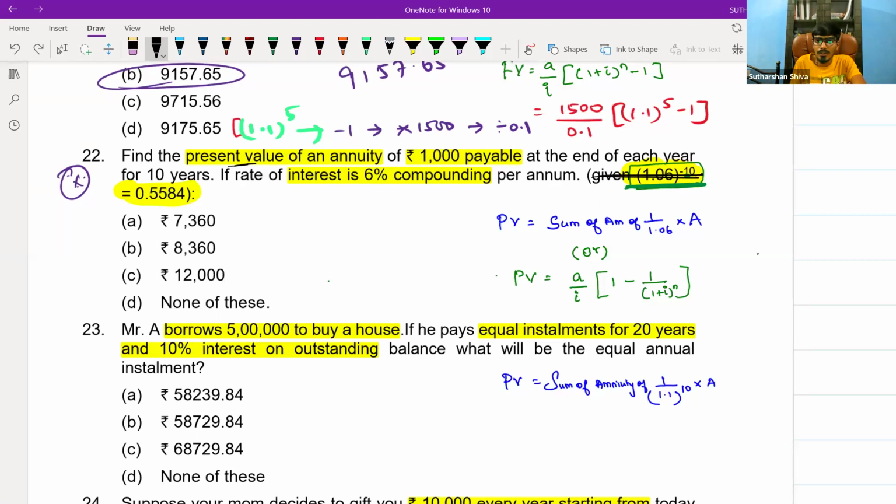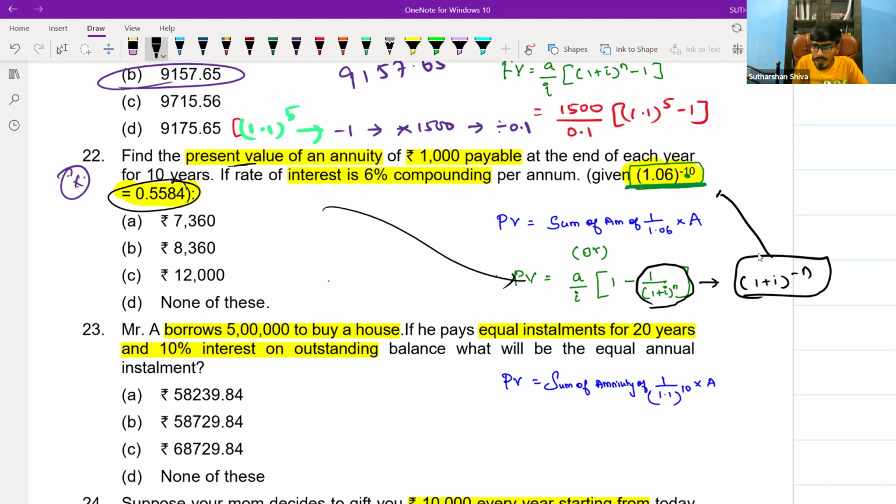Another way is by taking that value. How can you do it? By taking this value, you can substitute in this formula. They have given this part as 1 plus I whole inverse. That value only they have given. So what I'm going to do, A value is 1,000, I value is 0.06, the 1 value remains the same, and 1 plus I whole value they have given.